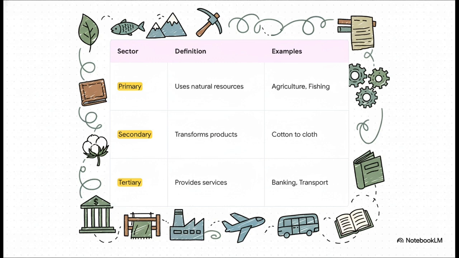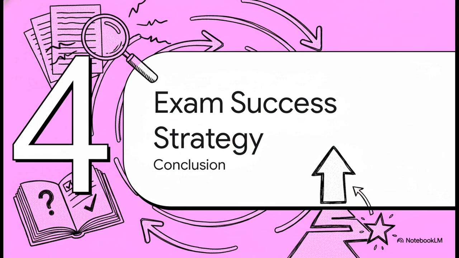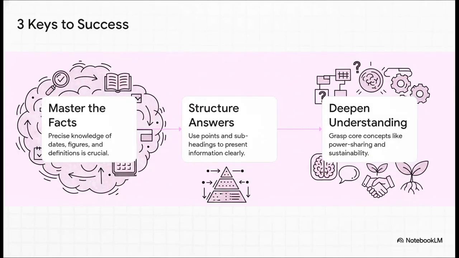And finally, the tertiary sector doesn't make stuff, it provides services that help the other 2 run smoothly, like banking, transport, and teaching. So, an easy way to remember it, extract, make, serve. Simple as that. Okay, we've gone through the entire paper, question by question. We've seen the what and the why. Now, let's take a step back and pull all of this together into a solid strategy you can actually use to ace your exams. So, what's the big lesson here?